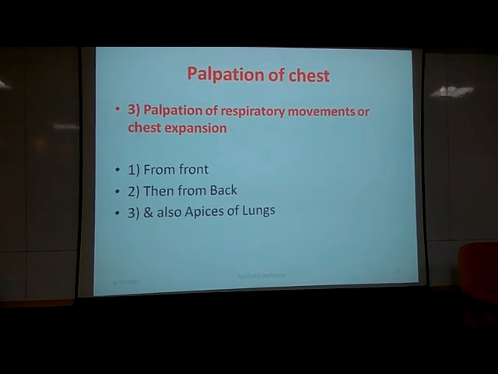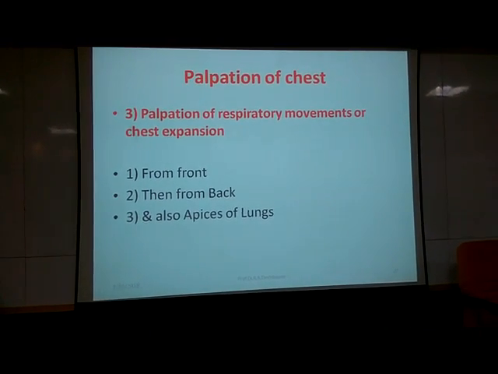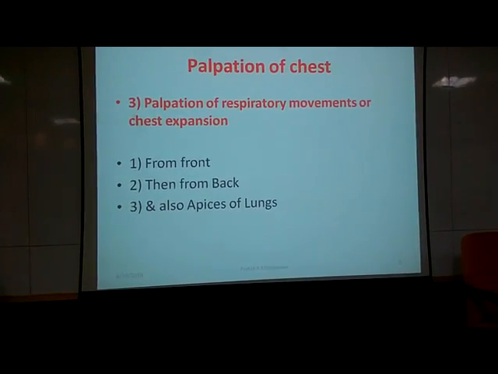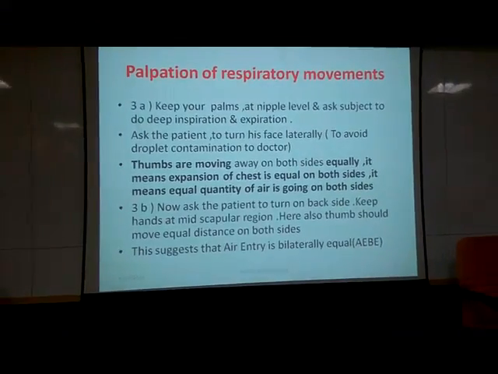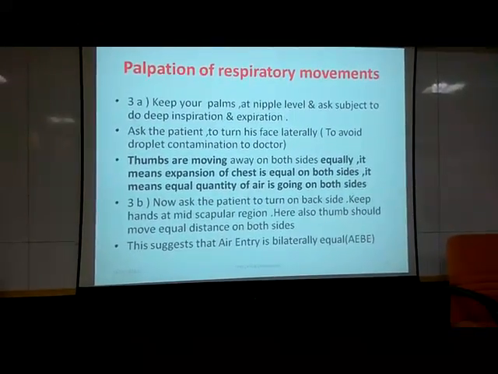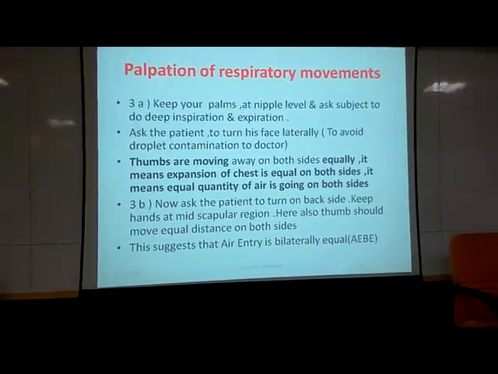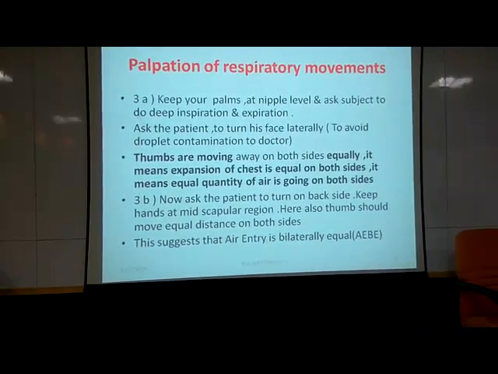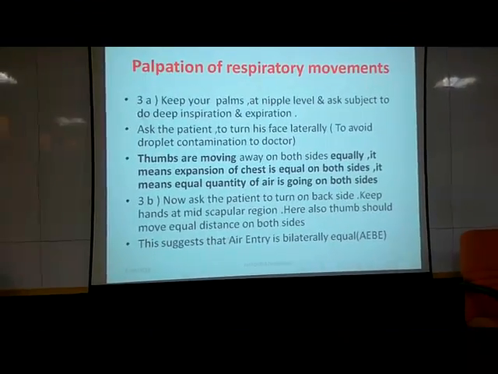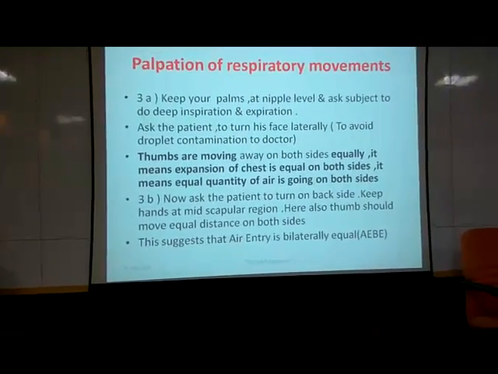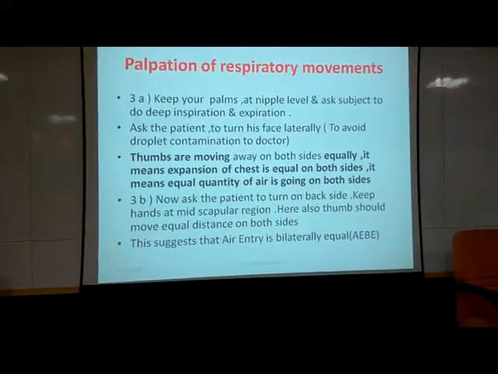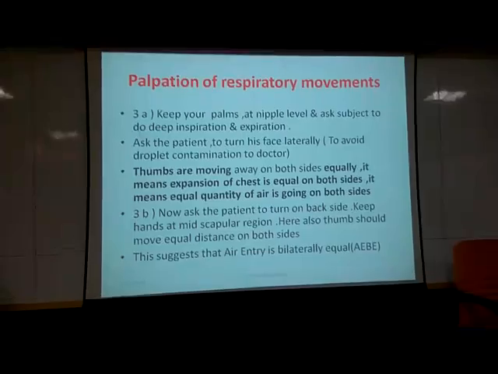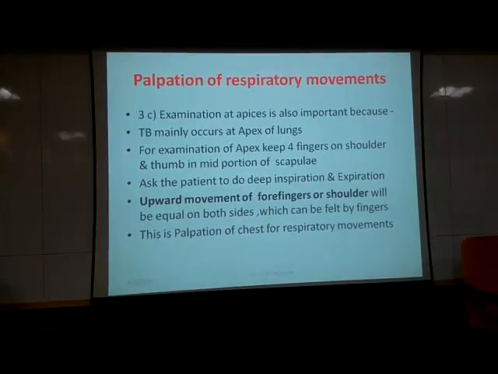Then palpation of the chest, for respiratory movements and chest expansion, we are going to do from the front, then from the back, and also at the apices of the lungs. Here I put my palm at the nipple level, and I check how my thumbs are moving equally on both sides when the person takes a deep inspiration. When I ask him to turn back, I again put my hand at the mid-scapular region, and again I show you how my thumbs are moving apart equally on both sides. Then also at the apices.